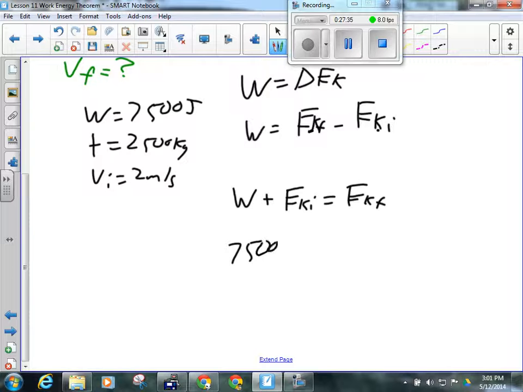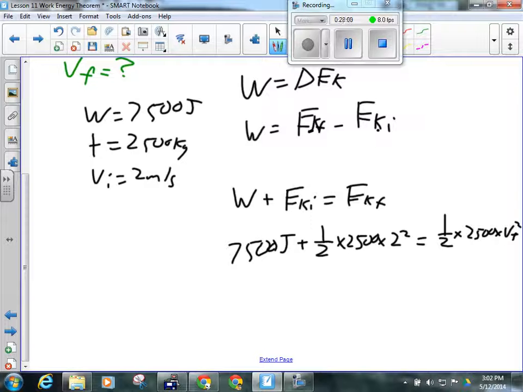They told me the work was 7,500 joules. And I can calculate the initial kinetic energy because I know the mass of the truck and I know the initial speed of the truck. And the final kinetic energy equals 1/2 times 2,500 times VF squared. I want to get VF squared by itself. So what do I do with the 1/2 times 2,500? If I'm multiplying them all together and I want to move those, I should divide it, right?